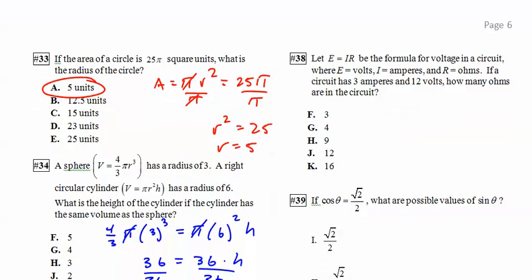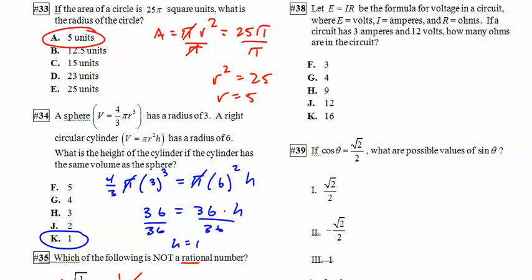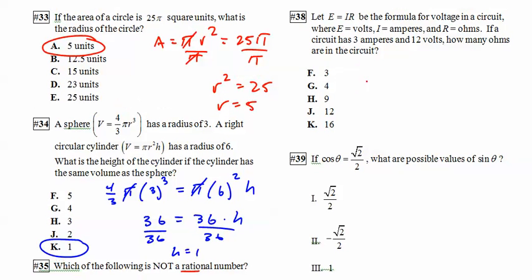This is a physics problem. Nice to see it in an ACT math test. A simple formula, and they want to know if the circuit has 3 amps and 12 volts, what's the resistance? Divide both sides by 3, we get R equals 4. That's an ohm.